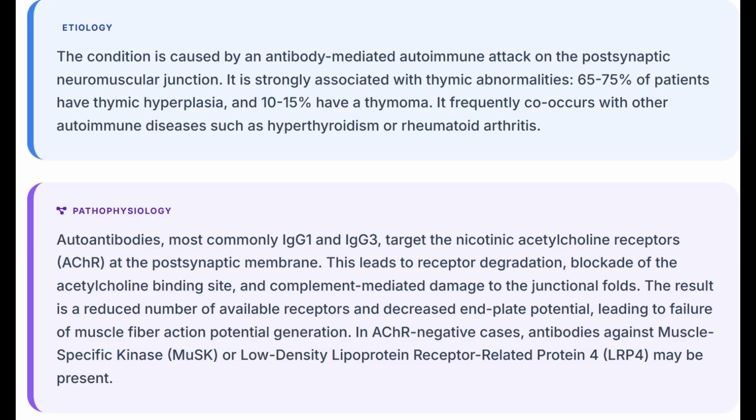muscle fiber action potential. While AChR antibodies are most common, in seronegative cases, we often find antibodies directed against muscle-specific kinase, MuSK, or LRP4, highlighting the molecular diversity behind this synaptic failure.